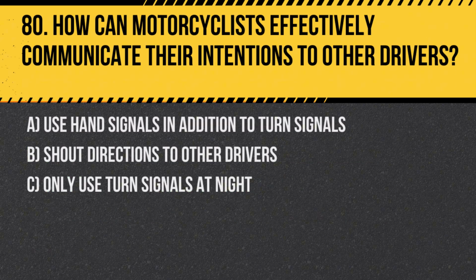Question 80. How can motorcyclists effectively communicate their intentions to other drivers? A. Use hand signals in addition to turn signals. B. Shout directions to other drivers. C. Only use turn signals at night. Answer: A. Use hand signals in addition to turn signals. Clear communication through signals helps prevent misunderstandings and accidents on the road.